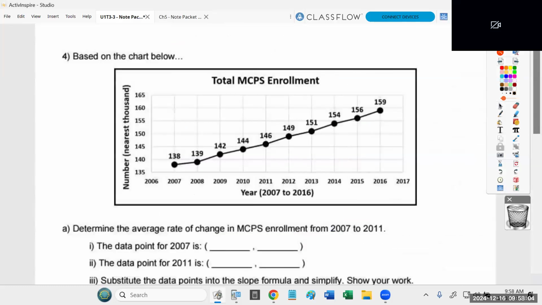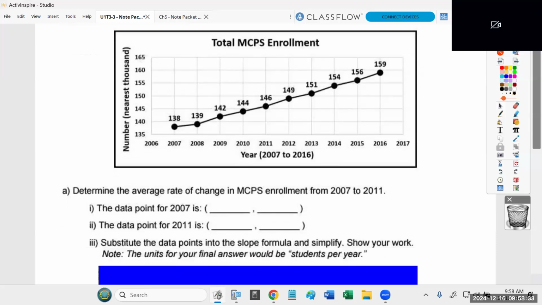Okay, let's make sure we know what we're looking at. It says total MCPS enrollment from the year 2007 to 2016, and it's number in thousands. So if I look at the very first point on this graph, what it's telling me is in the year 2007, there were approximately 138,000 students in MCPS. And then if you look at the very last point, it's saying in 2016, there were approximately 159,000 students in MCPS.